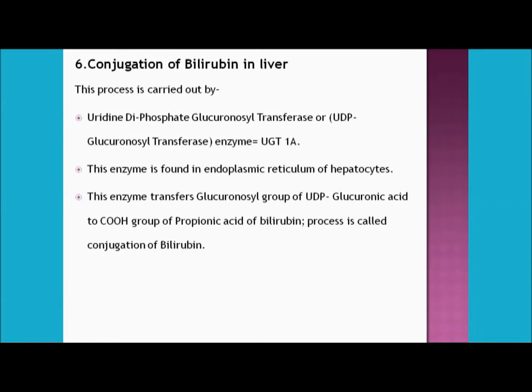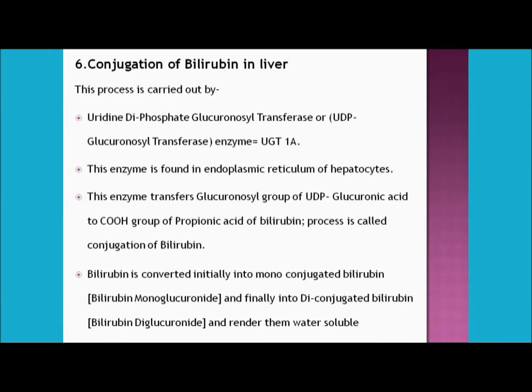What this UDP enzyme does is transfer the glucuronyl group of UDP glucuronic acid to the COOH group of the propionic acid of the bilirubin, and this process is called the conjugation of bilirubin. I repeat this process. This enzyme, UGT1A, transfers the glucuronyl group of UDP glucuronic acid to the COOH group of the propionic acid of the bilirubin, and this process is conjugation. We are going to get into details in the next slide regarding this.